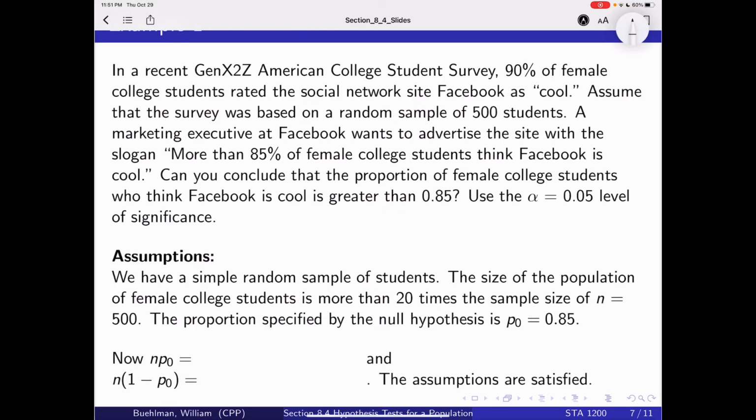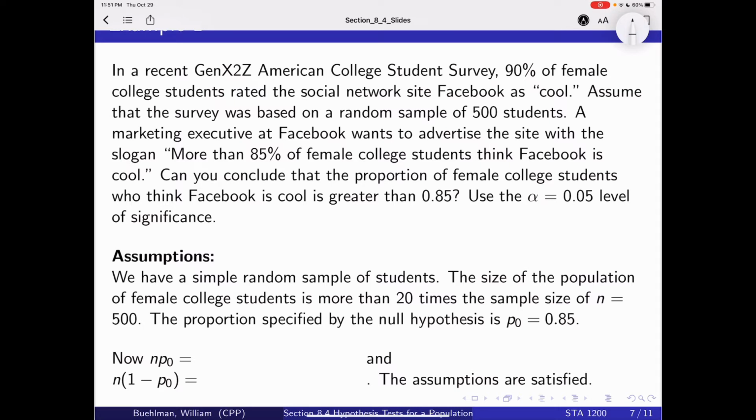So example 1, we're going back to that Facebook study. So we have the whole same setup. So now let's go into our assumptions. We have a simple random sample, check. The population of female college students is probably 20 times greater than the sample size of 500. So is there more than 10,000 female college students? Yes, that seems reasonable, check.